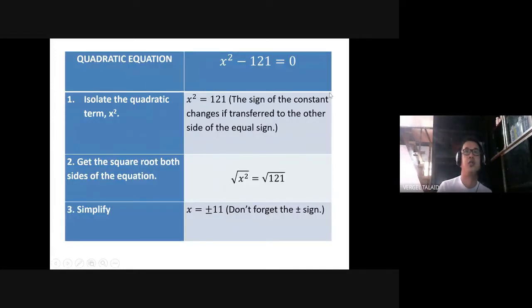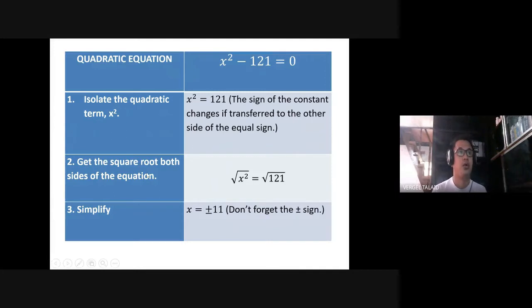Next example, x squared minus 121 is equal to 0. First, isolate the quadratic term, which is x squared. Since we have here negative 121, you are going to transpose negative 121 to the right side to isolate x squared. So that becomes x squared is equal to positive 121. You are going to change the sign from negative to positive.